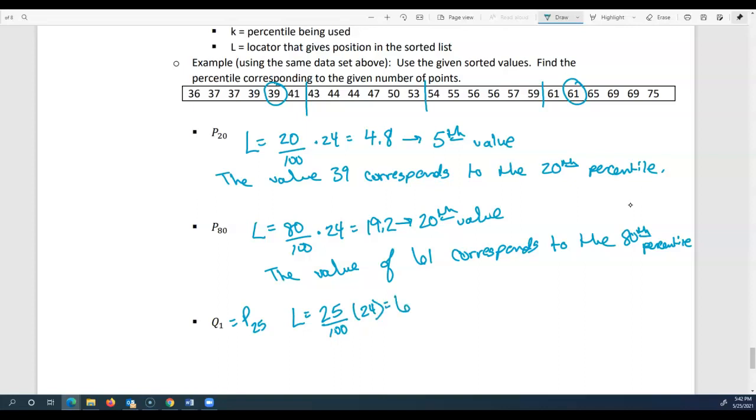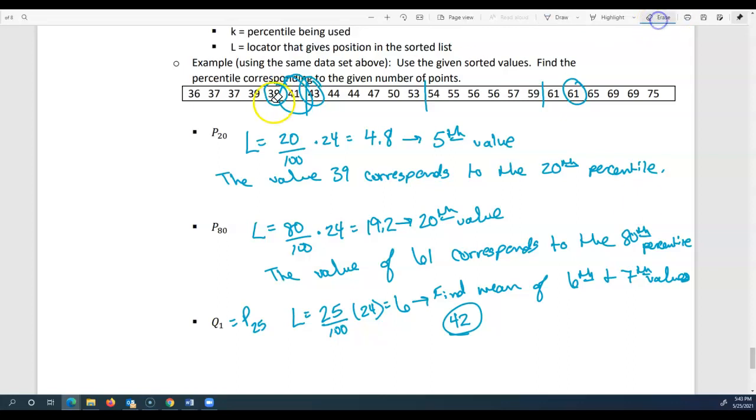So notice that I get a whole number here. So anytime you get a whole number, you've got to find the mean of that value and the next. So here's your 6th value, here's your 7th value. If I find the mean, what's in the middle of 41 and 43, I would get 42. So the value of 42 corresponds to the 25th percentile, which is quartile 1.